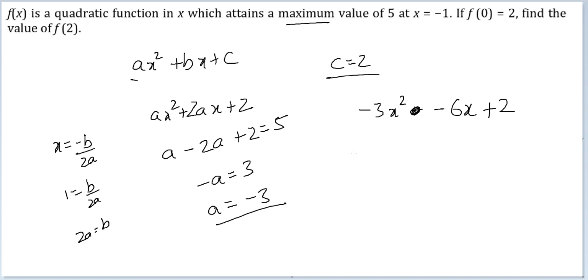Now put x equal to 2, you will get minus 3 into 4, so minus 12, minus 12 for the x term, and finally plus 2, so the net result will be minus 22, which should be the answer to this question.